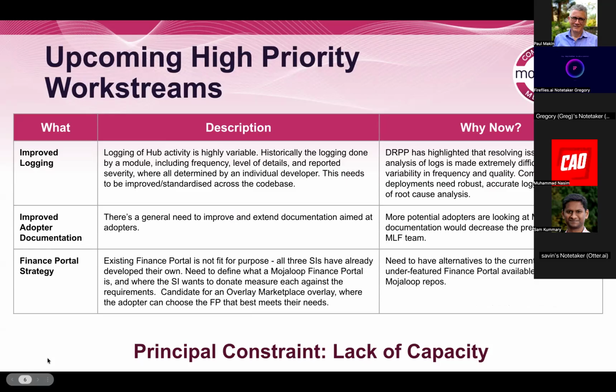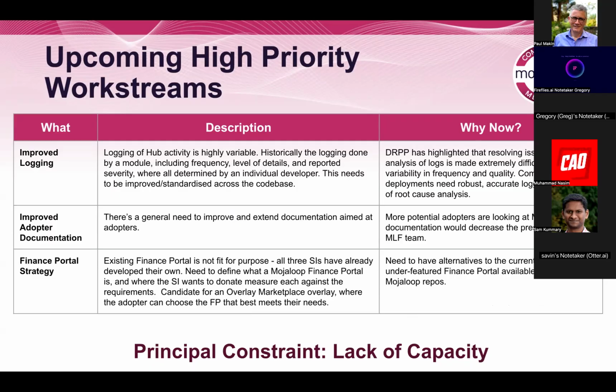And then there's a few work streams where we've heard are high priority, but we haven't had the capacity to do anything about yet. One is logging. The logging of hub activity is highly variable across modules. It's not good enough. The logging that is done by a module within Mojaloop has historically been defined by the developer. There are no standards, or there were no standards about that.